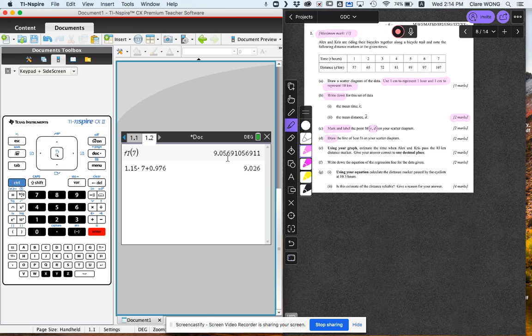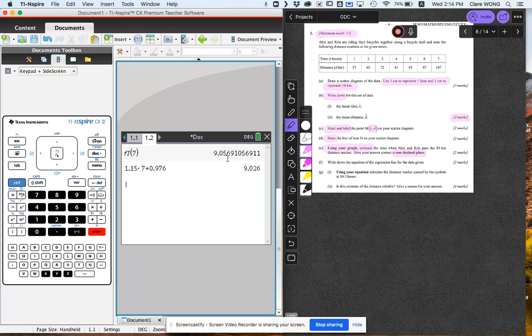And then using your graph, estimate the time. So you must use your graph, even if it is wrong. Then you use yours, it's fine. And then it says give your answer to 1 decimal place. When they say that, it means 1 mark is dedicated to this rounding process.